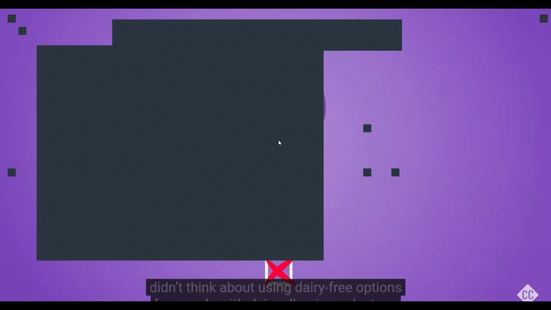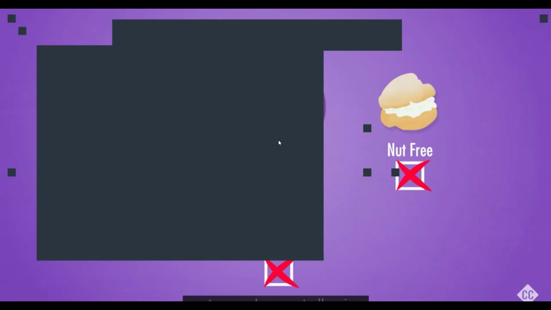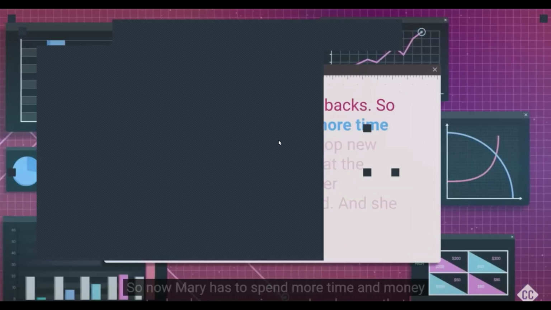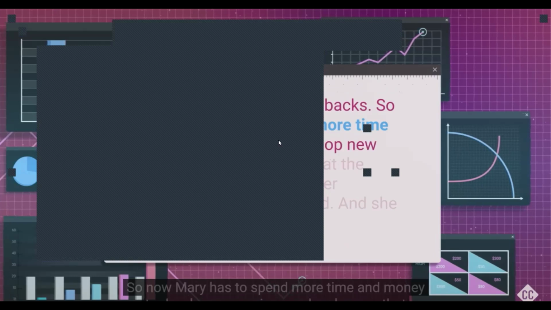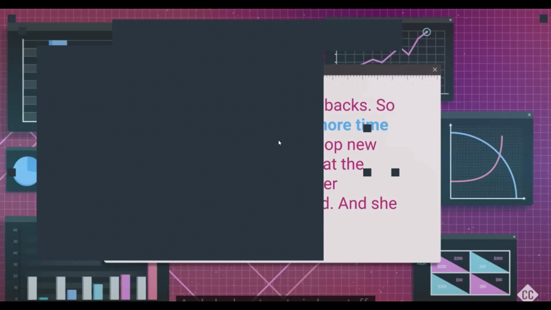She didn't even think about using dairy-free options for people with dairy allergies or lactose intolerance. And her non-basic flavors involve nuts like pistachios and almonds, but a lot of her potential customers have nut allergies. These are pretty huge setbacks. So now Mary has to spend more time and more money to develop new recipes and make sure that the quality and her star baker reputation is maintained. And she has to retrain her staff.